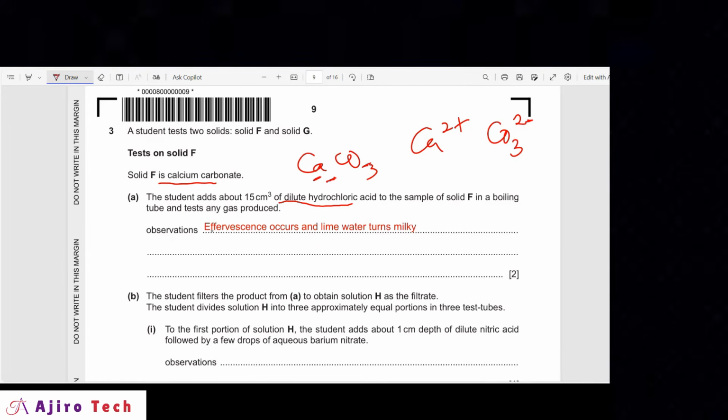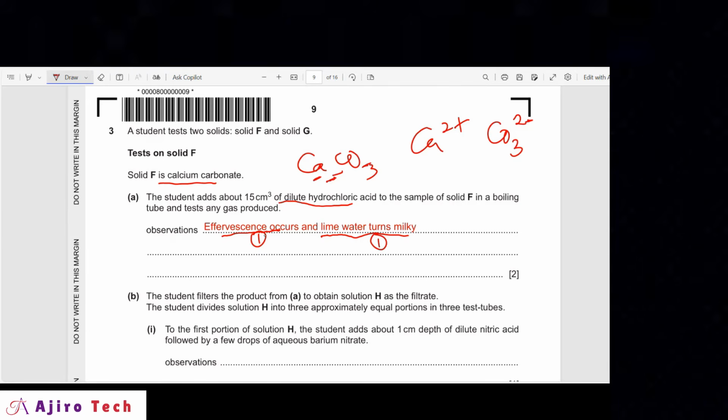What would happen? The observation after you've added the acid is that there will be bubbles, or you could say there will be effervescence. That is the first thing you need to state. The moment you add an acid to a carbonate, you observe effervescence; that is, bubbles of a gas are given off. Then how do you test that gas? You test the gas with lime water. The lime water turns milky. So this is how to get the 2 marks here.